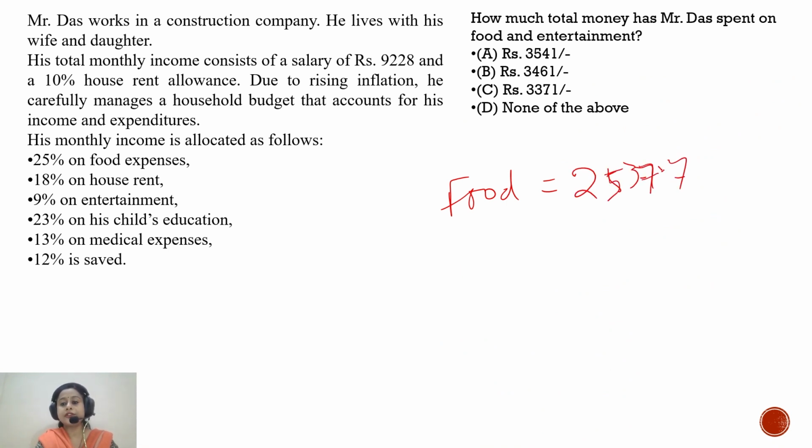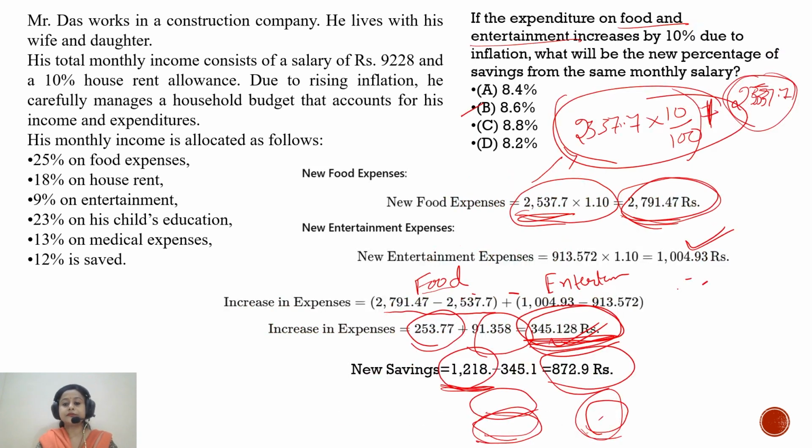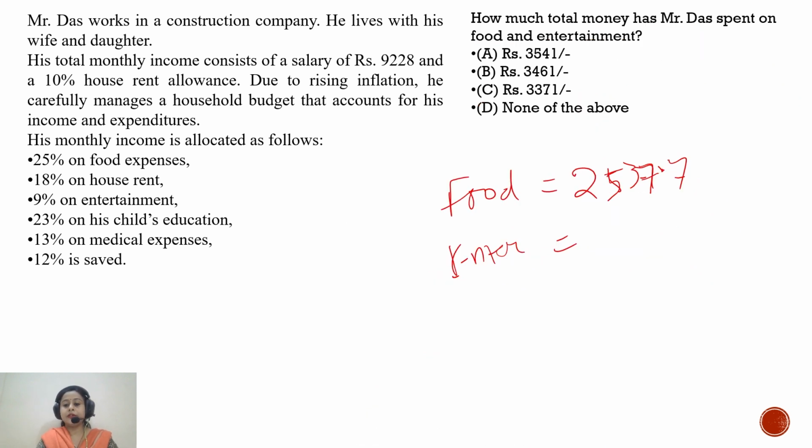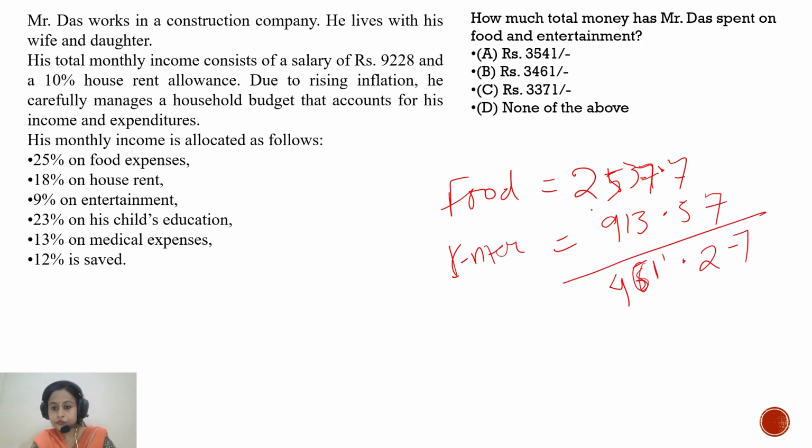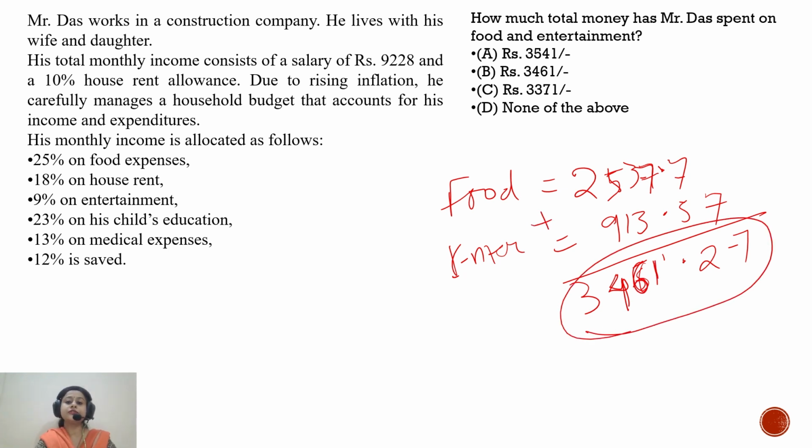Okay, 2537.7. And for entertainment, it is 913.57. So it will be actually 2 and 3, 3461. So if you add these two, you will get 3461.27, which is option B. It's very easy. Your actual amount is given from the summary table. You just add these two and you will get the amount.